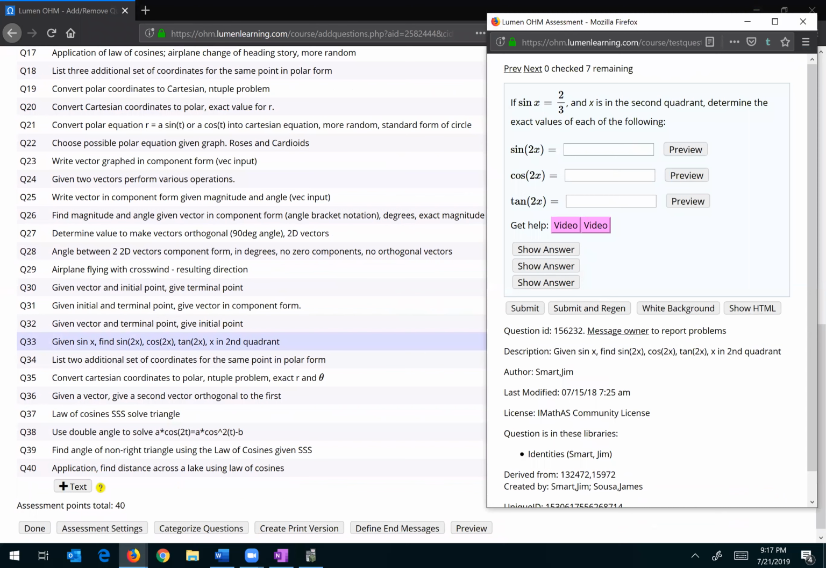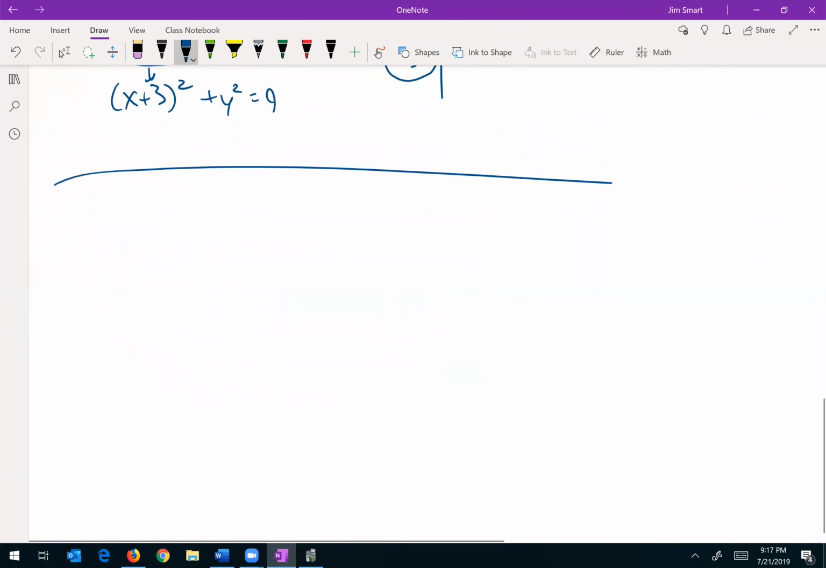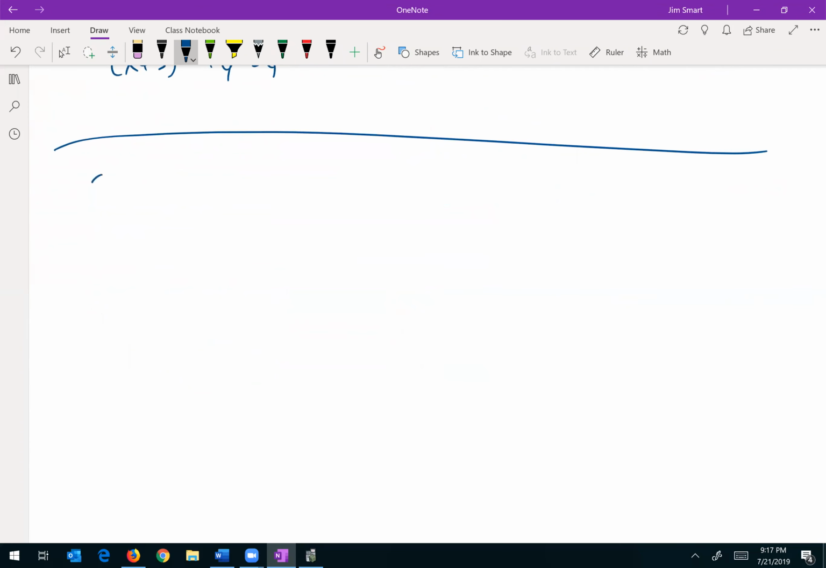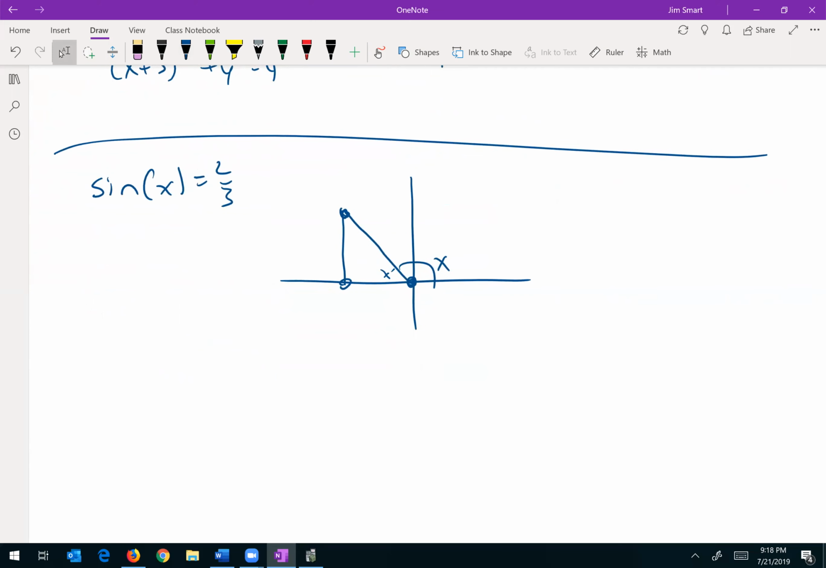So we have a sine value in the second quadrant, and we're looking for the sine, cosine, and tangent. All right, so sine is 2/3, x is in the second quadrant. So let's take a look at that. Sine of x equals 2/3, where x is in the second quadrant, so you can think of this as an angle. Let's draw a triangle in the second quadrant. There's x, and we'll put x prime down there, that's the reference angle.